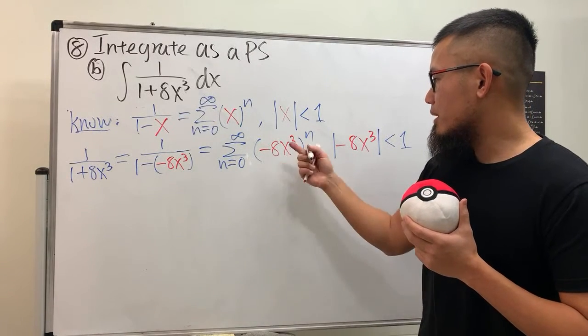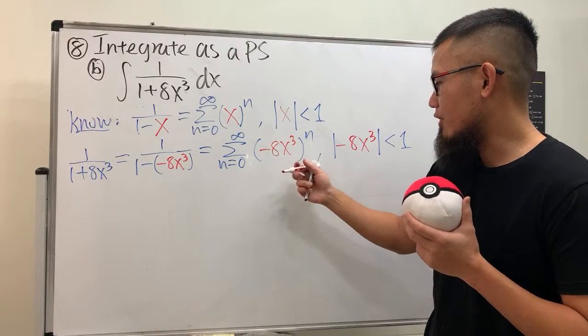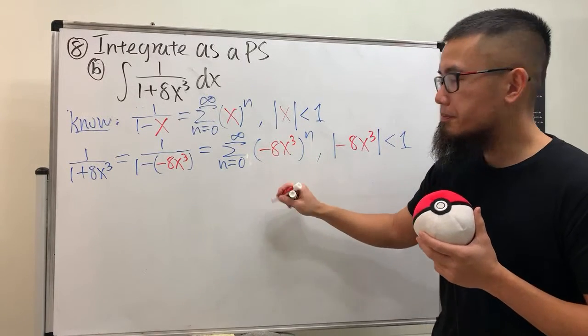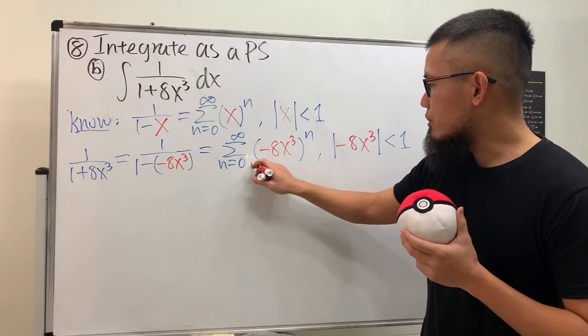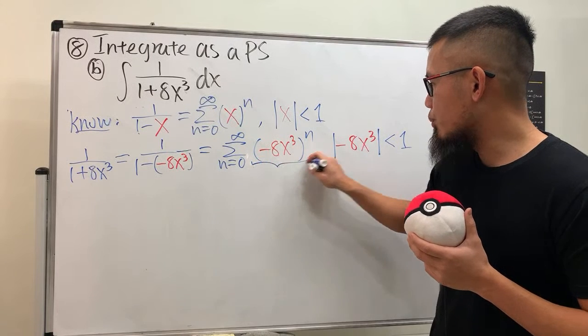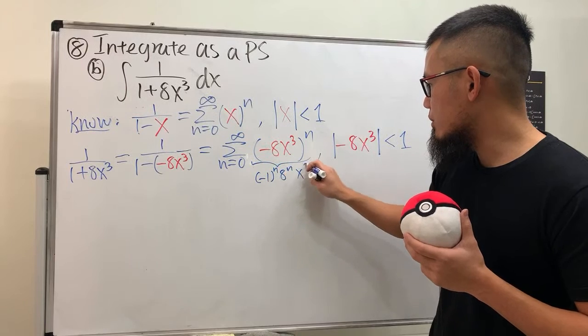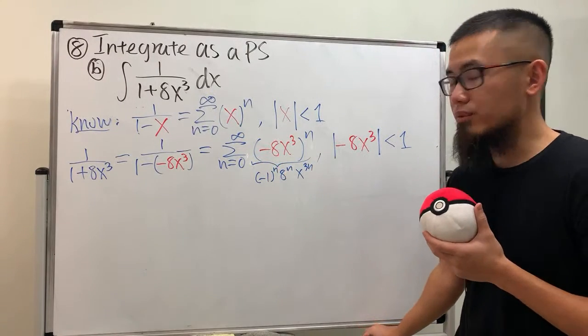Now, we may clean up a little bit and integrate, depending on how you like it. I'm just going to write this portion as negative 1 to the n, 8 to the n, and then x to the 3n. Yeah, that's pretty much all we have to do.